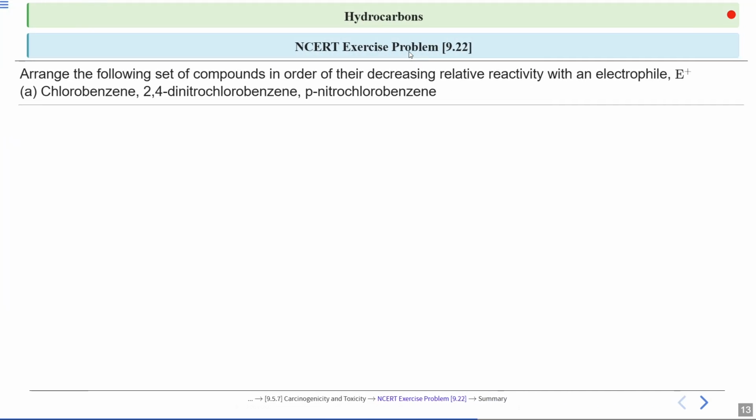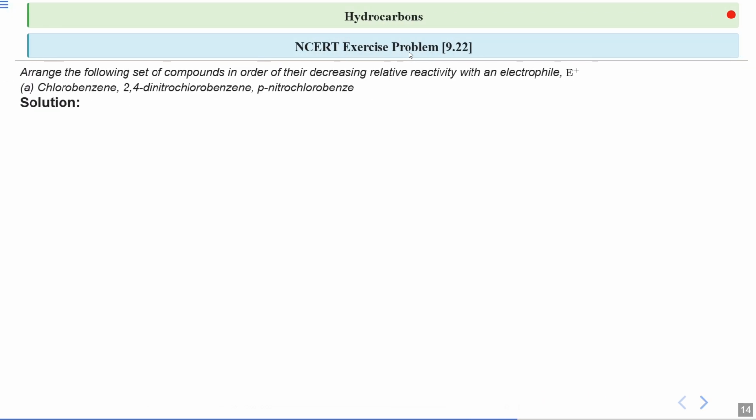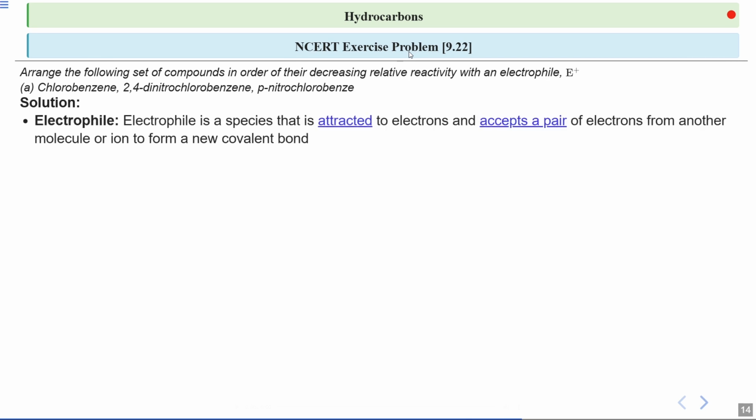Now, let us practice a question. Here we have to order the given compounds according to their reactivity with an electrophile E+. The compounds given are chlorobenzene, then 2,4-dinitrochlorobenzene, then para-nitrochlorobenzene. Let us have a look at the solution.